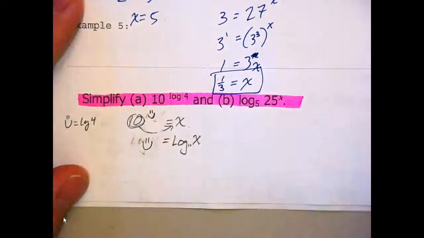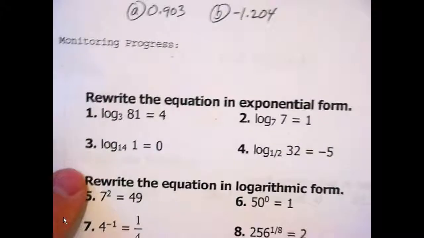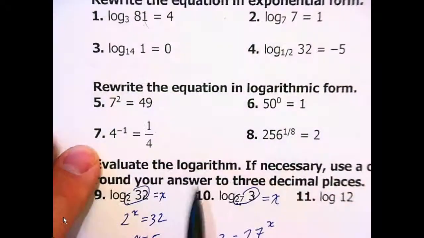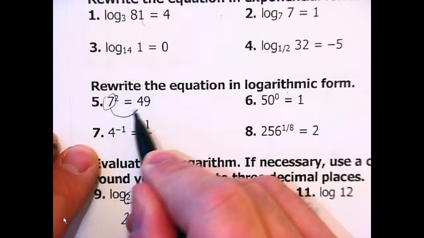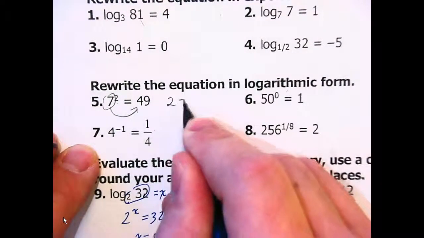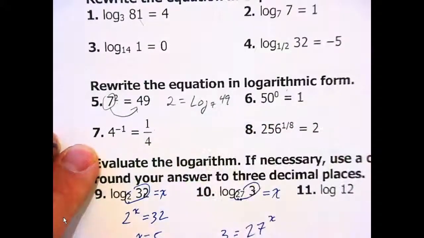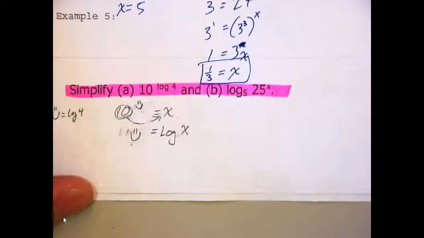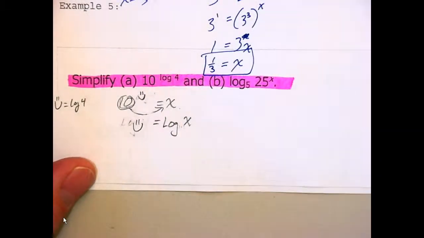Yes, Emily? So by moving the 10 over, how do you get a log? Just like we did up on these problems, right? Where if you're going from exponential to log form, you're just moving your base over, like 2 equals log base 7 of 49. You're just writing it in a different form. Yeah, this is a key concept here. Being able to go from one form to the other really helps you to solve these. So these are good questions.